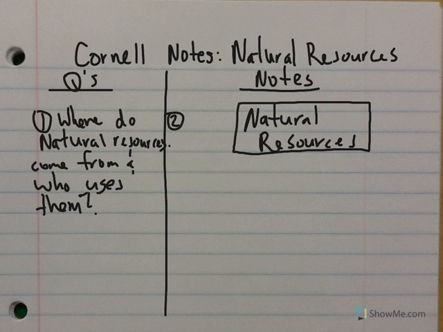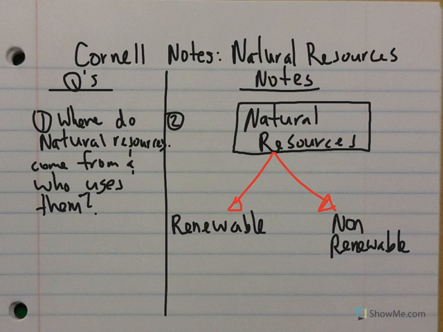So for number 2, natural resources, make it in a box. Natural resources can be divided into two major categories. This is important for you to know. It's going to guide our whole unit for the next couple weeks. Natural resources can be divided into renewable and non-renewable.